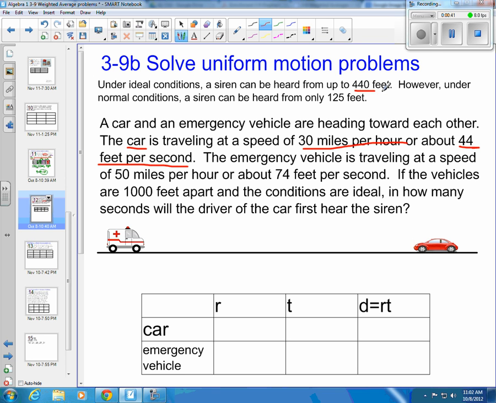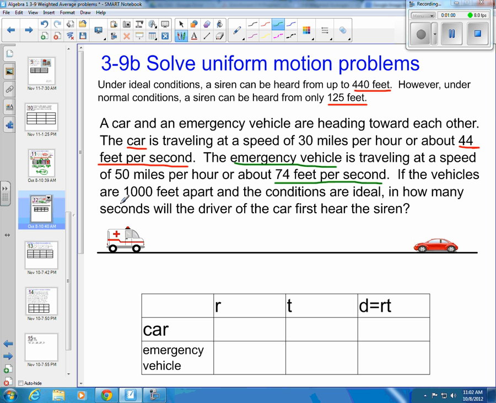And since we've got feet up here, we probably are doing the feet per second, so let me just do the feet per second ones. And then an emergency vehicle is traveling at a speed of 50 miles per hour, and it's going at 74 feet per second, and that's our emergency vehicle.